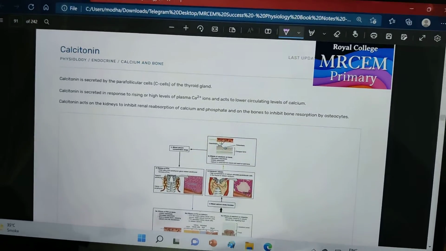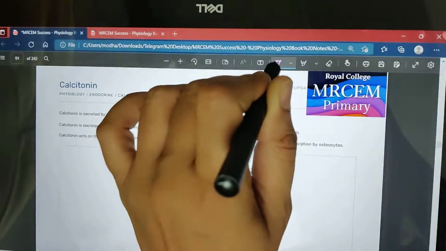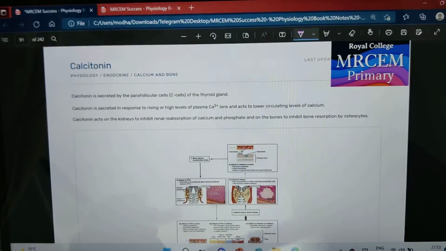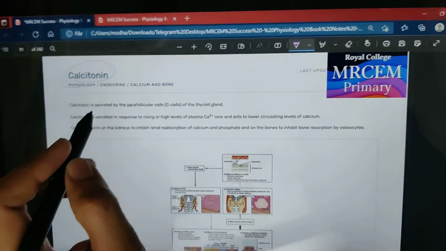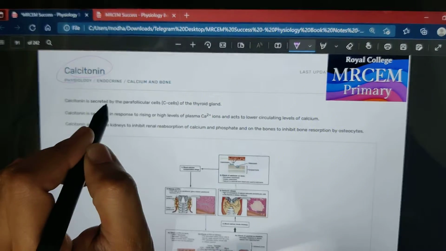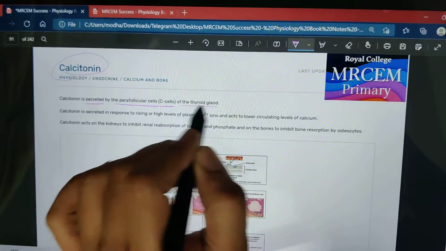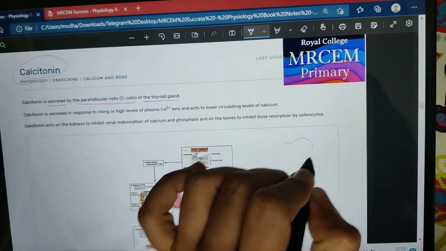Okay friends, so we will discuss calcitonin. Calcitonin is secreted by a parafollicular cell, the C cells of the thyroid gland. Okay, all know that there is a thyroid gland.